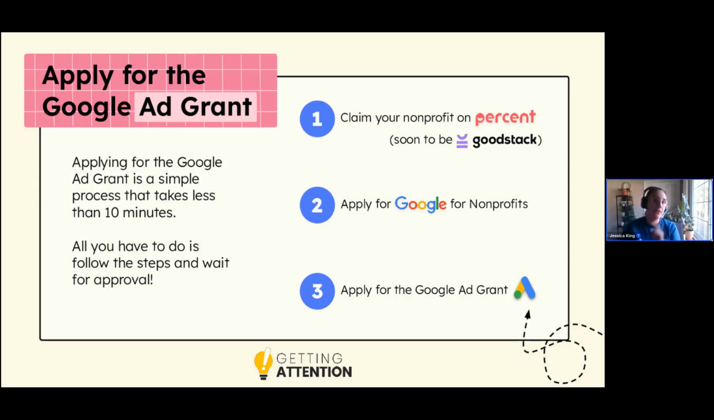The second step, once you are all signed up with Percent, is you are going to apply for Google for Nonprofits. Now, Google for Nonprofits is basically an umbrella account that gives you access to a suite of products. So, for example, when you get into Google for Nonprofits, you gain access to Google's Workspace, you gain access to YouTube for Nonprofits, of course, the ad grant, and then Google Earth.